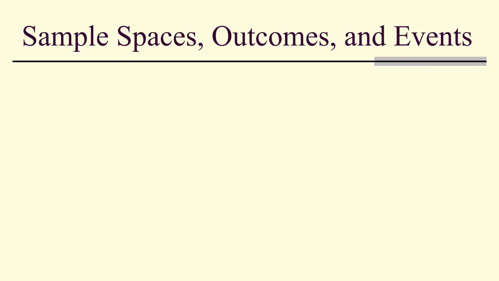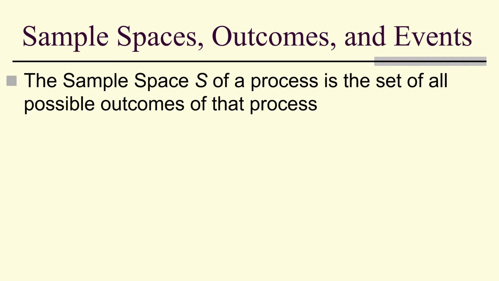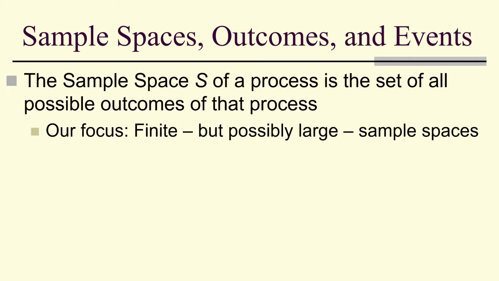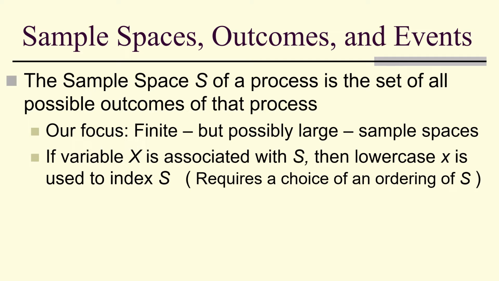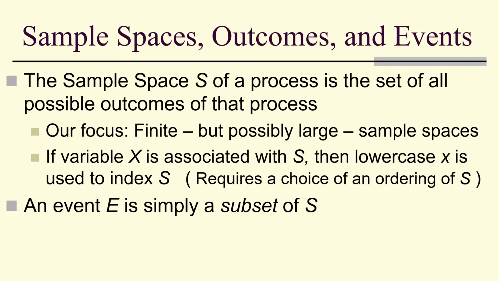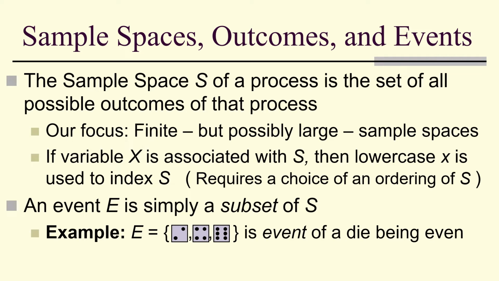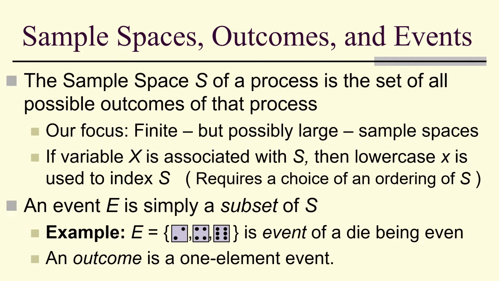So we'll be looking at sample spaces, outcomes, and events, where the sample space is the set of all possible outcomes of a process. We're going to focus on finite, but possibly very large sample spaces. Again, if x is associated with S, then we use lowercase x to index S, which requires that S be in a particular order, so it's consistently indexed. An event is just a subset of S. Here's an example of an event, a die being even. An outcome is just a one-element event.